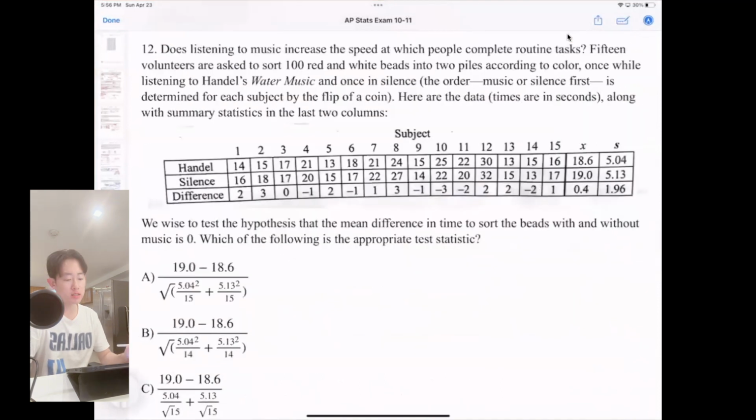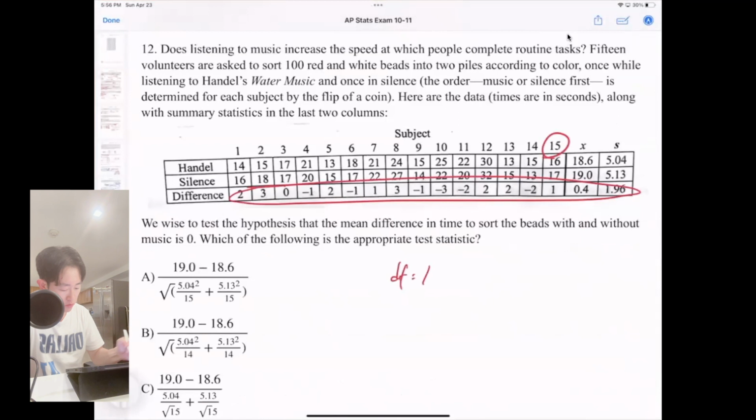Number 12, does listening to music increase the speed at which people complete routine tasks? So we have all the differences for the 15 samples, so degrees of freedom is 14. We wish to, this is supposed to be a typo, we wish to test the hypothesis that the mean difference in time to sort the beads with and without music is 0. Which of the following is the appropriate test statistic?